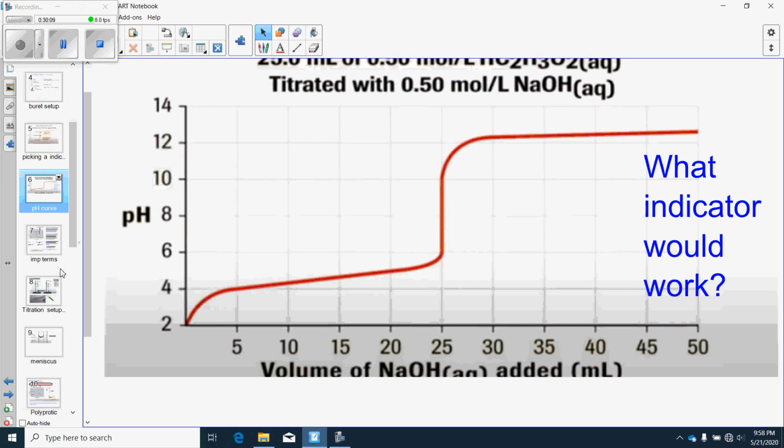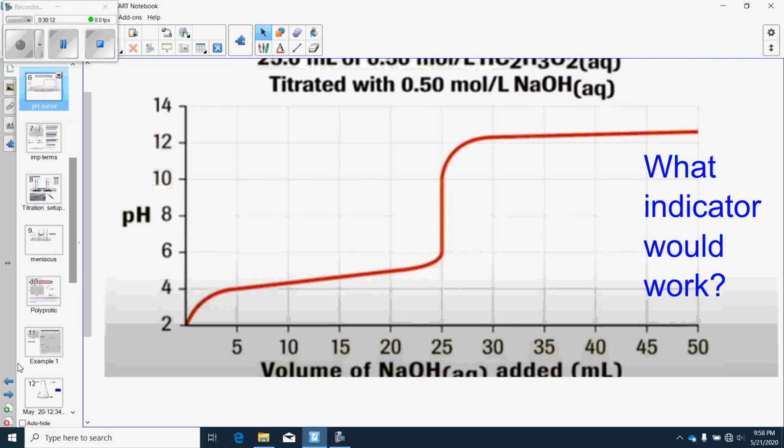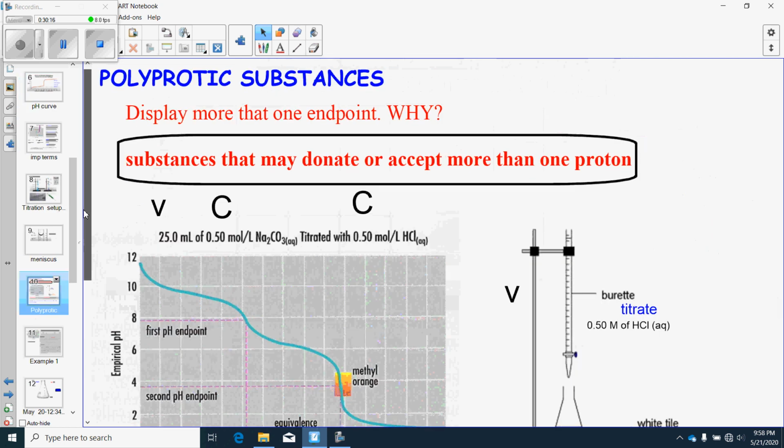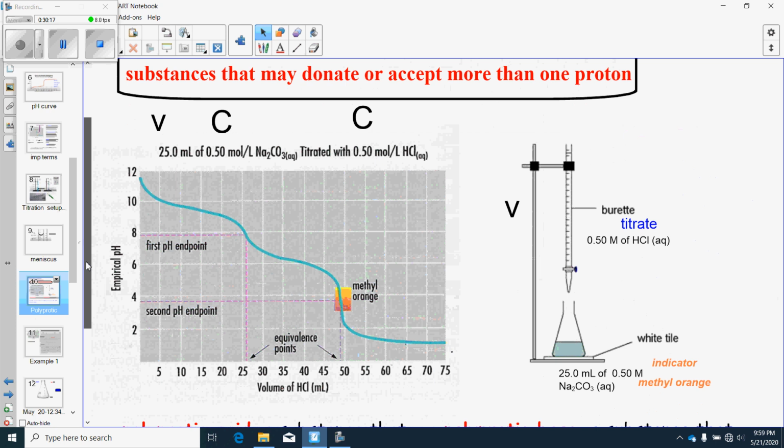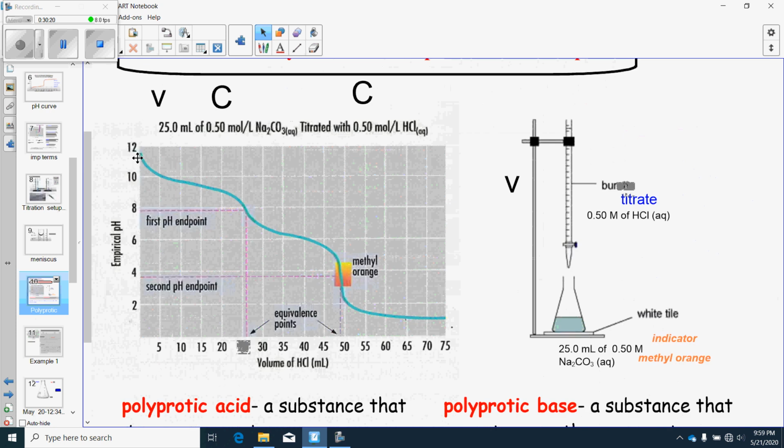Okay, here, let me see if I can just find one more for you. Oh, look at this one. Isn't this an interesting curve? We start with a base, we finish with an acid. We're titrating, there's acids in our burette. Here's our pH scale, and we have two bumps. All right, and we'll talk about that in the next video.